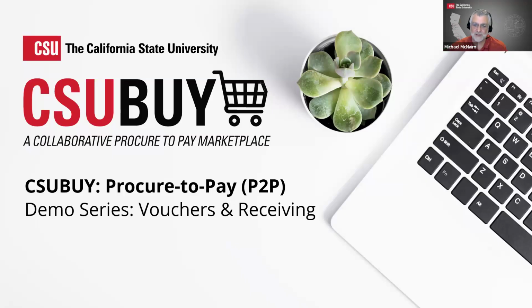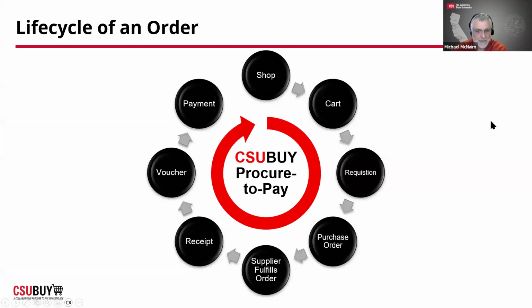There have been other demo sessions and other topics that cover other parts of the system, such as shopping, requisitions, approvals. And so the content that is shared today will build upon those other demonstrations. And today what we'll be covering is vouchers and receiving. So basically, this is all about vouchers and receiving from the end user perspective. So shoppers, requesters, approvers. In other words, everything you want to know about invoicing and vouchers for non-AP people.